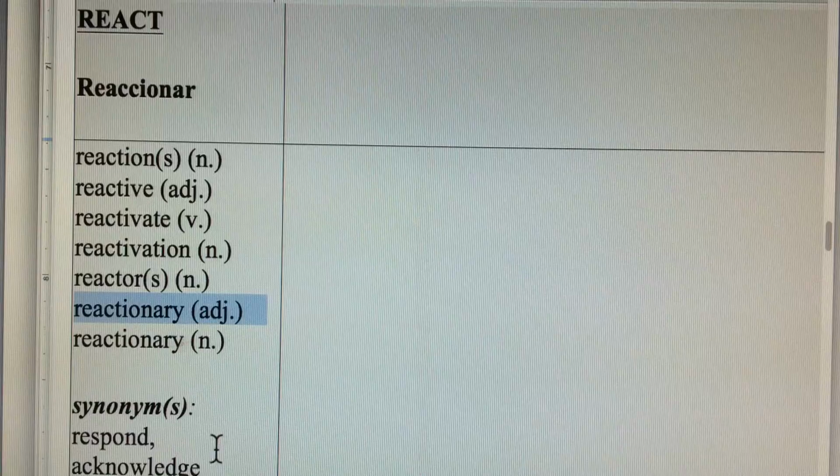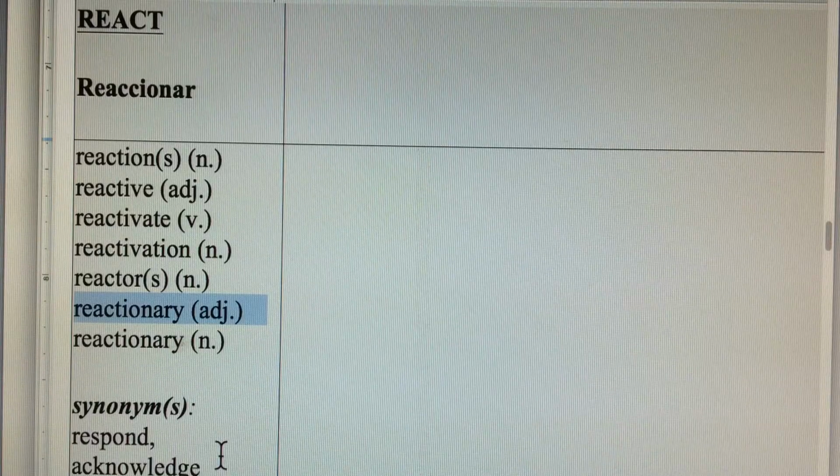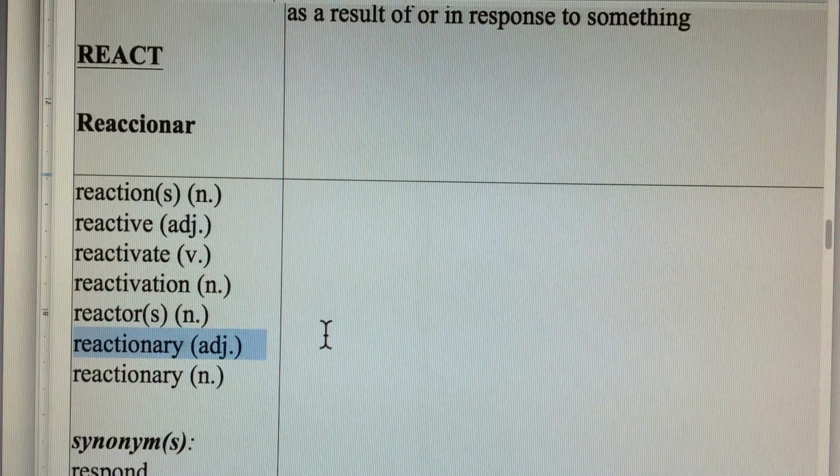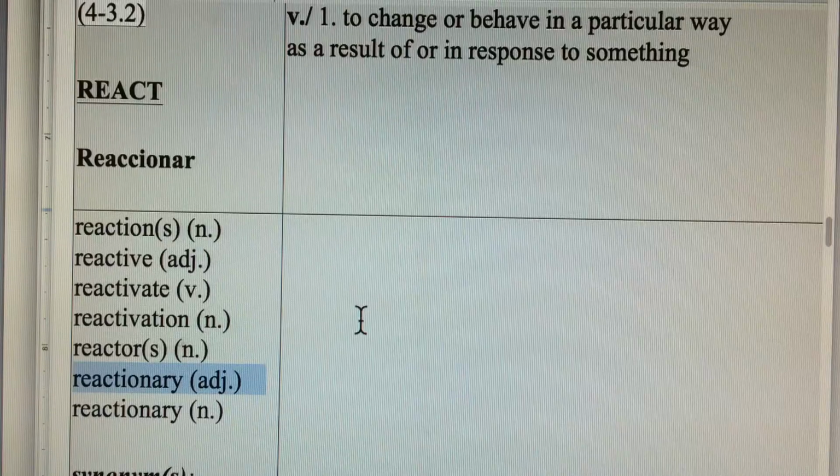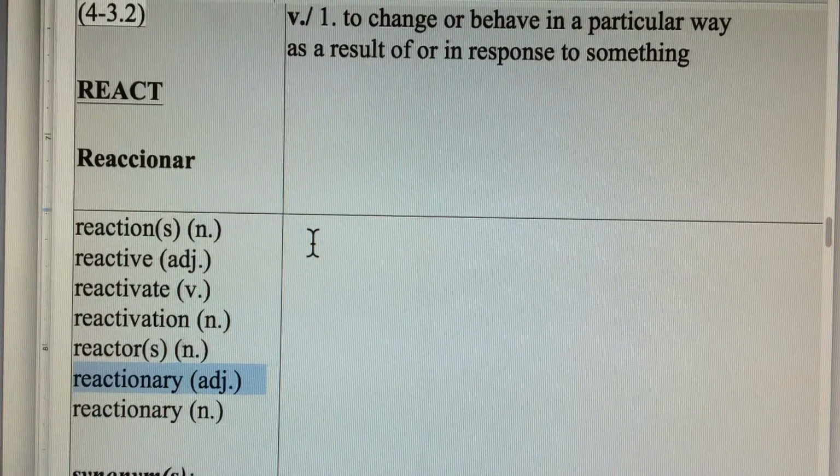Okay, you also have two synonyms, respond and acknowledge. So when you write your original sentence about yourself, use react as a verb, and be sure to include an illustration in the space on the bottom right of your flashcard.